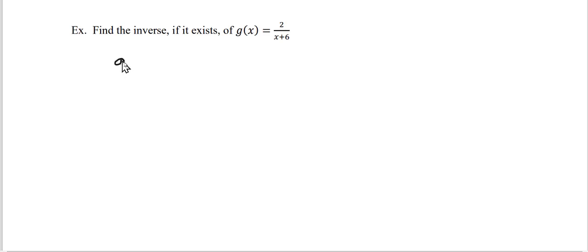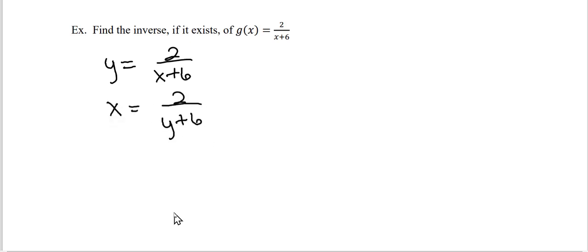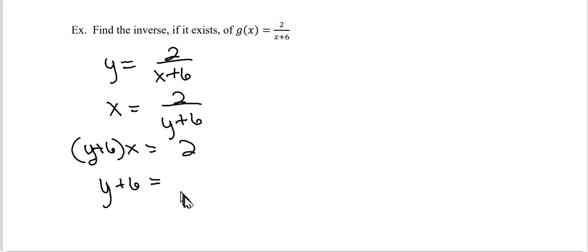Let's try this one. First step is to write y equals 2 over x plus 6. Switch the variables and solve for the new y. I'm going to multiply both sides by y plus 6 here to get rid of that denominator. Divide both sides by x. You could distribute and it will get you the same result, but I'm just going to divide by x because I'm trying to get that y by itself.